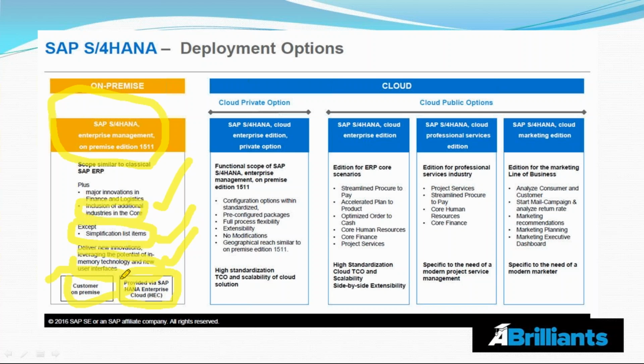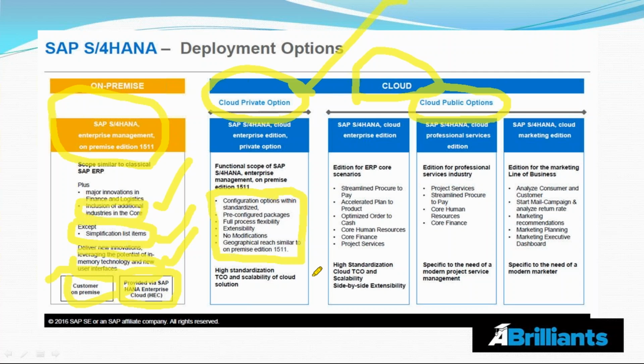Now let's look at the deployment option on a cloud. On the cloud, we have 2 major subheadings. There is a private cloud option and there is a public cloud option. We should learn to emphasize this. On the private cloud option, the functional scope of SAP HANA Enterprise version on-premises edition 1511 has some configuration options within standardized versions and standardized procedures. If these procedures are not maintained, there will be malfunctioning in this private option.